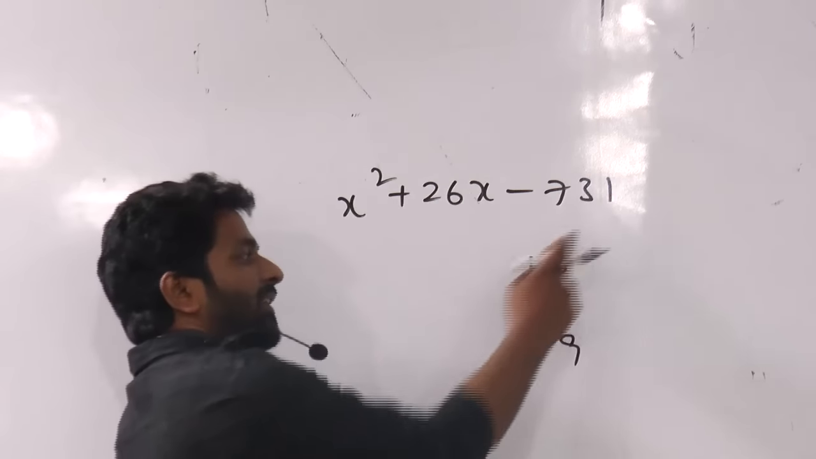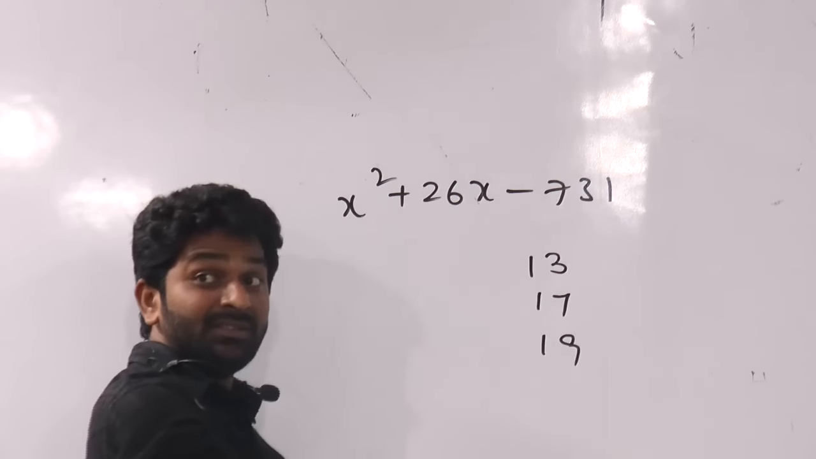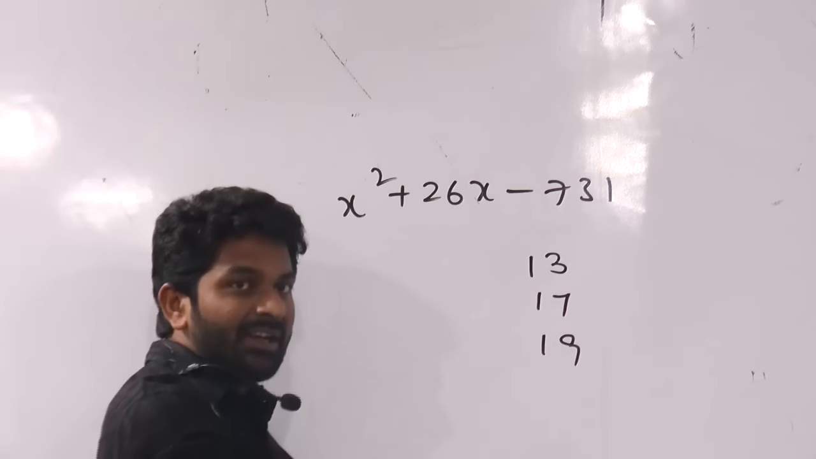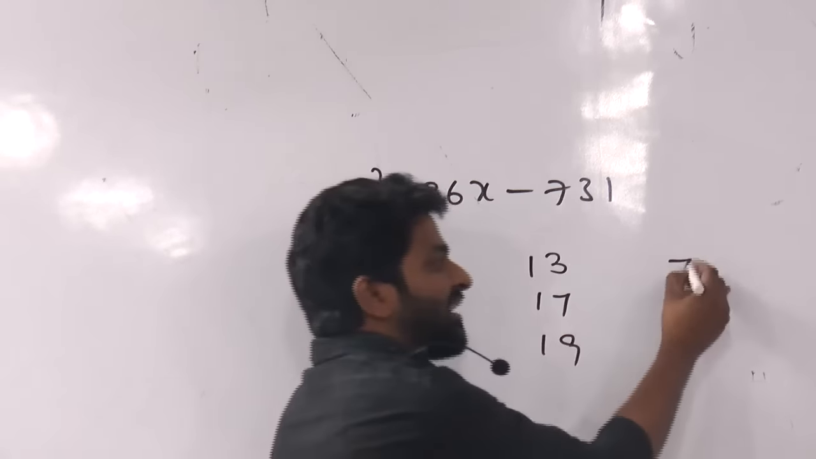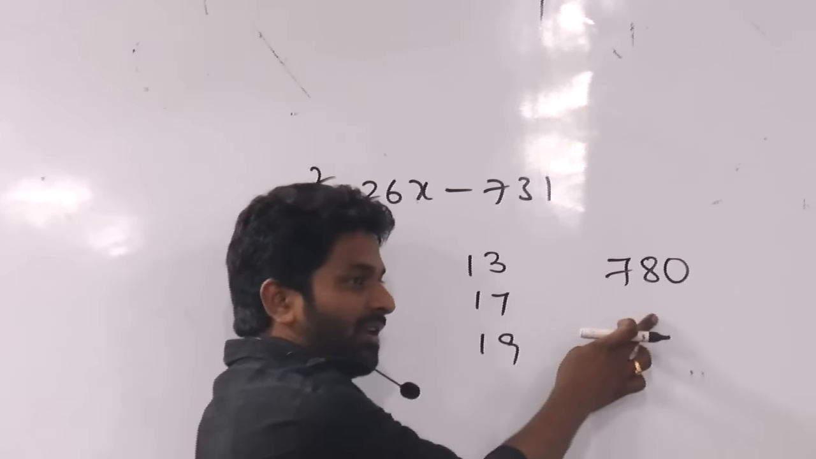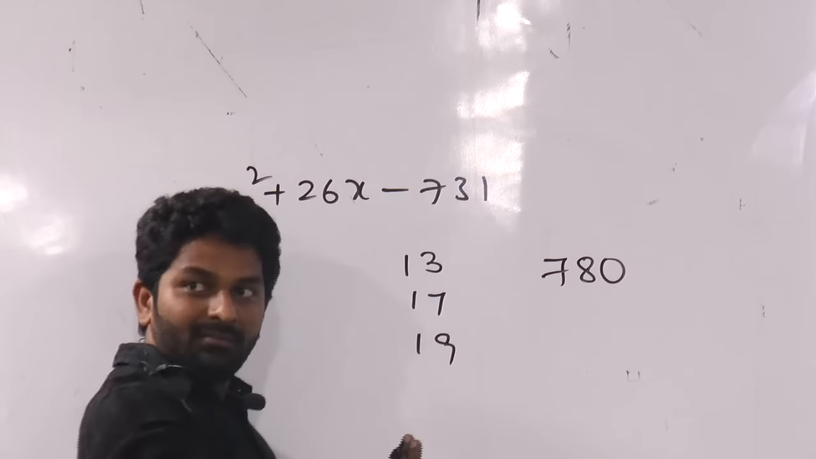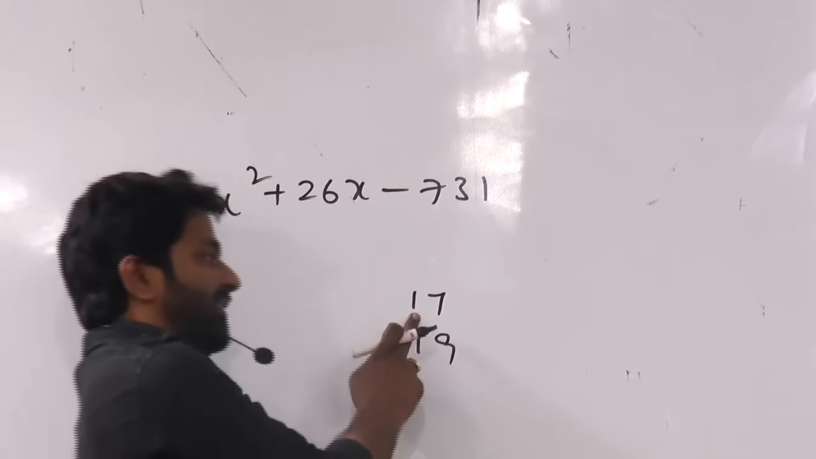Is it divisible by 13? Wait, I'll tell you. 13 times 6 is 78. 13 times 60 will be 780. The difference between these two numbers is 49. 49 is not a multiple of 13, so this is not a multiple of 13. Clear? Right. Next, 17.